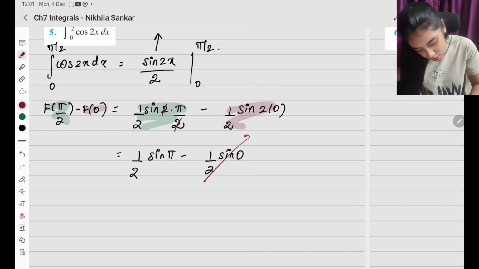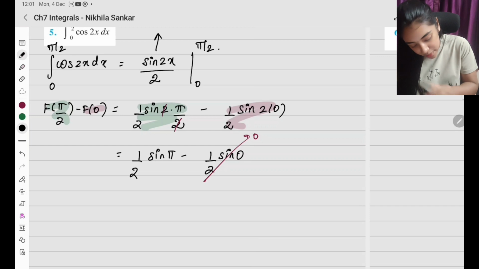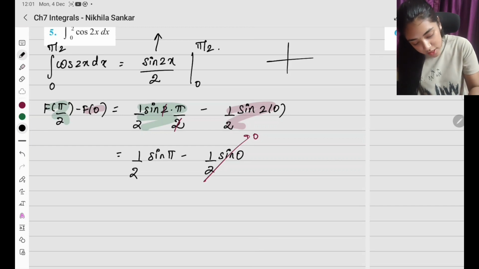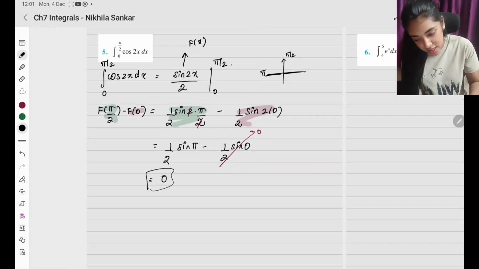So sin 0 is going to be 0. What is sin pi? You have your first quadrant, second quadrant. So this is pi by 2, and this is pi. So sin 0 is 0, and sin pi is also 0. So this is also 0. So my final answer is 0.